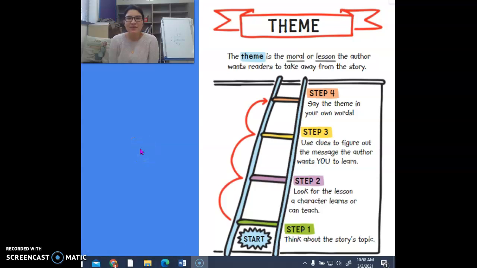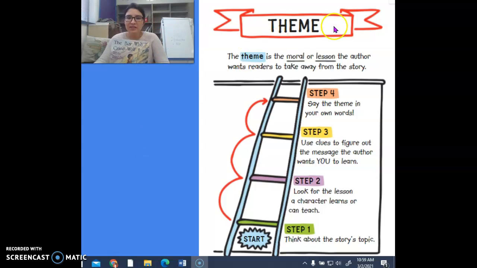Hi there, for today's reading lesson, we are going to be reviewing theme. The theme is the moral or lesson the author wants you, the reader, to take away from the story. So we've been reading fables the last couple of days. Here's an example of a fable we've read before, The Boy Who Cried Wolf. Now in this story, there is a moral or lesson that we, the reader, can take away from this story.